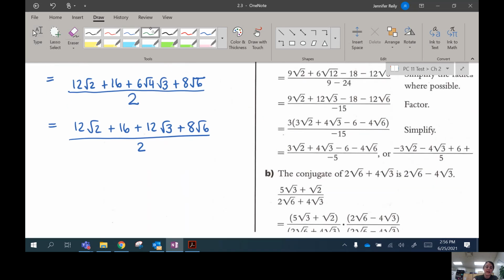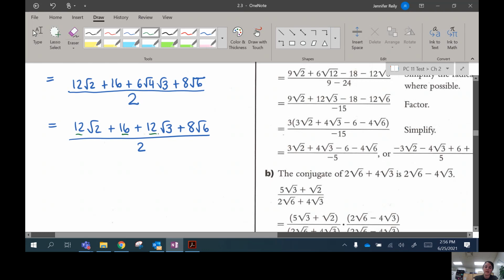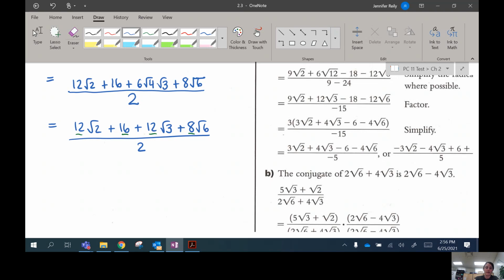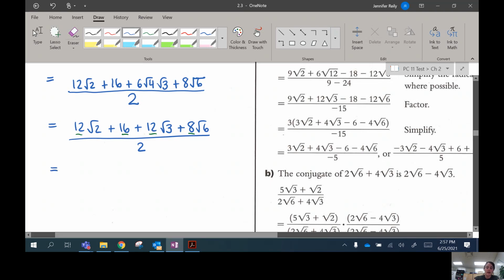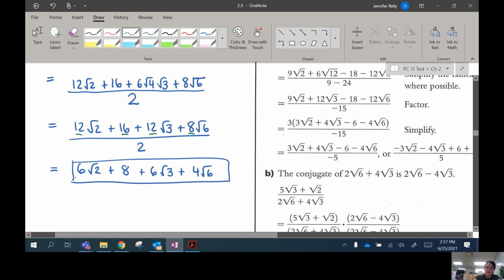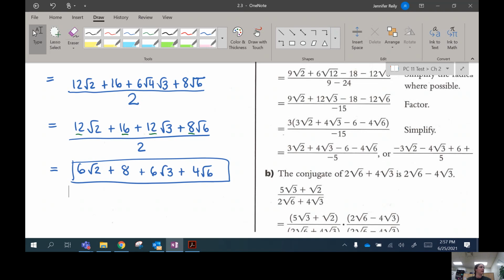But what I do notice is that every single one of these terms can be divided by 2. And I have a 2 in the denominator. So I can divide every single number by 2 or cancel a 2 out of every single term. You can only do this if every single term divides by 2, but we can do that. So we end up with 8, 6 root 3, and 4 root 6. There we go. And I'm just going to double check that that's the right answer. Yes. Okay, so if you want to try B, you can. And that's the end of the lesson.